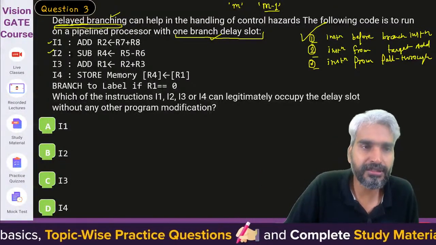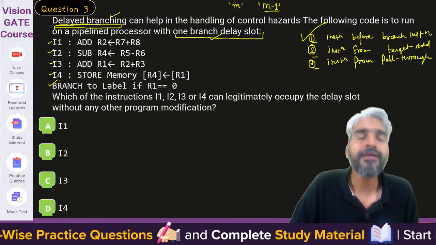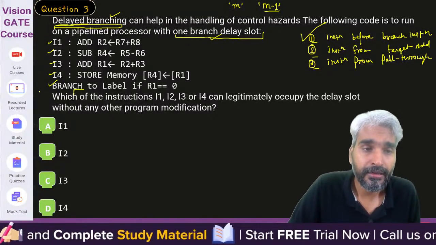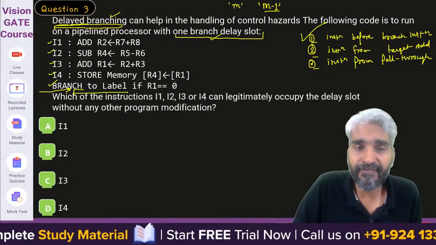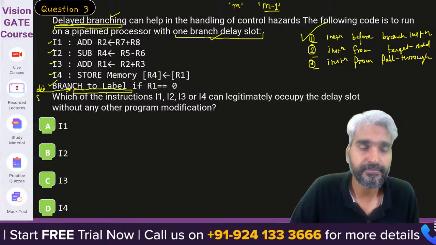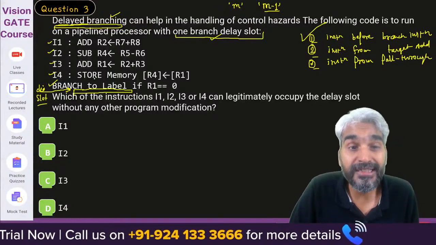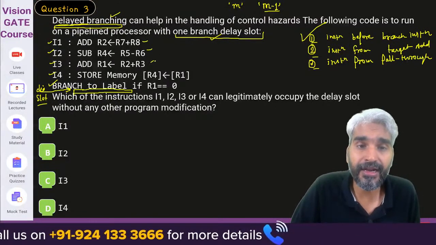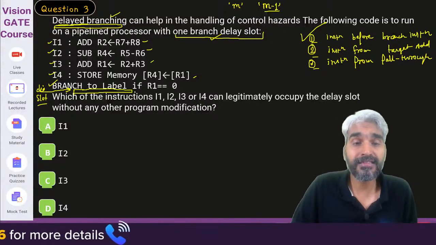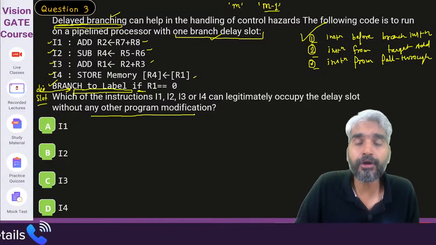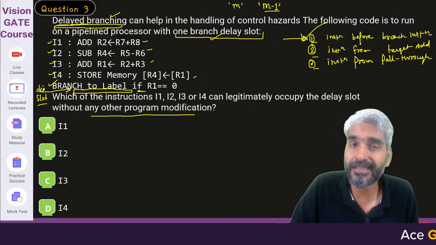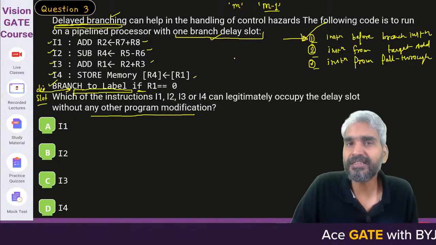So these are the 4 instructions, I1, I2, I3, I4, and this is the branch instruction. The slot for the next instruction after this branch instruction is defined as the delayed slot. So this is your delay slot. Now it is asking which of the instructions I1, I2, I3 or I4 can legitimately occupy this delay slot without any other program modification. Let's first check whether the instruction before the branch instruction is independent of the branch condition or not.